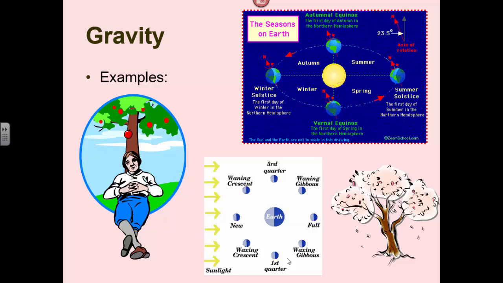The same is true for the Earth going around the sun. This is a lot of the reason why we have seasons, because the Earth travels around the sun and the sun shines on different parts of the Earth differently, but it's the sun's gravity that keeps the Earth doing that.